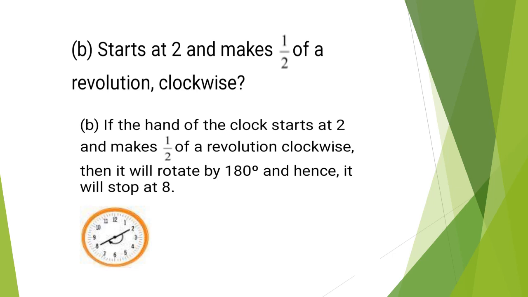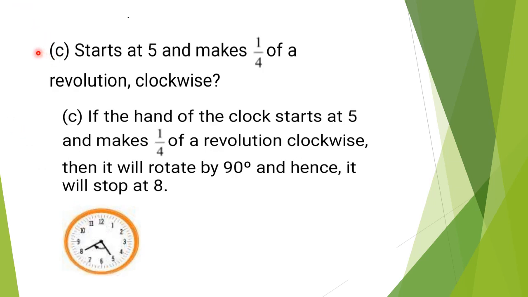Question B: starts at 2 and makes half of a revolution clockwise. Here half of a revolution means half multiplied by 360, that is 180 degrees. Then we know that half a revolution means 30 minutes. So if the hand of the clock starts at 2 and makes half of a revolution clockwise, then it will rotate by 180 degrees and will stop at 8.